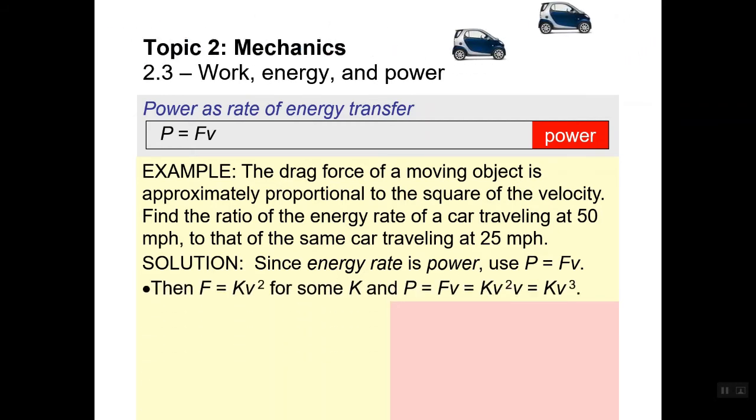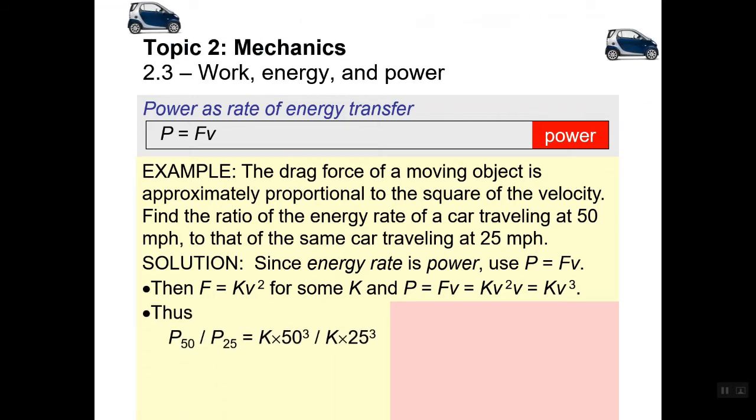Since the question said that the drag force of a moving object is approximately proportional to the square of the velocity, which means force is proportional to velocity squared, that gives us force equals k, a constant, times v squared for some k. And we plug the force into our power equation, we get k v squared times v, and that gives us k times v cubed.